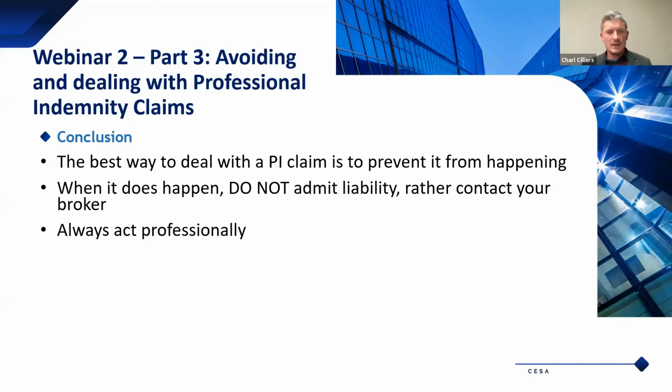So in conclusion, the best way to deal with a PI claim is to prevent it from happening. Obviously, having a quality management system and a risk management system in place will go a long way to preventing this. Acting as the reasonable person and following good industry practice will further help your case. When it does happen, do not admit liability. Rather contact your broker and ask for advice. And lastly, always act professionally. This will ensure that the rest of the job gets done and that no allegations of professional misconduct will take place. And that's my last slide.